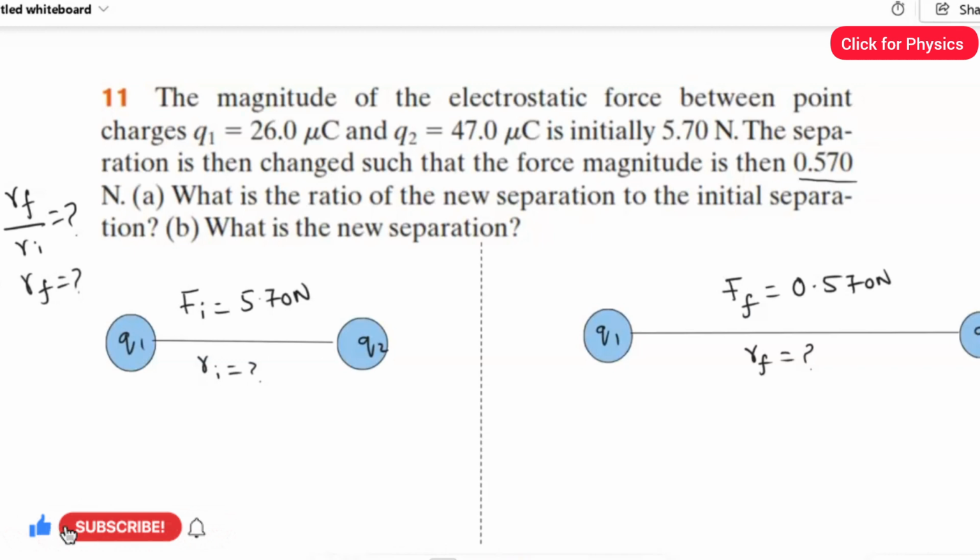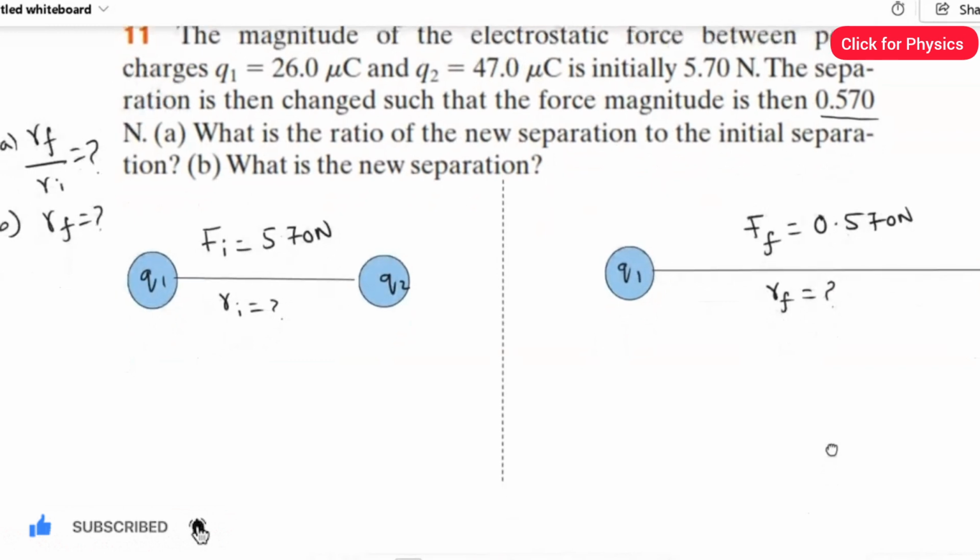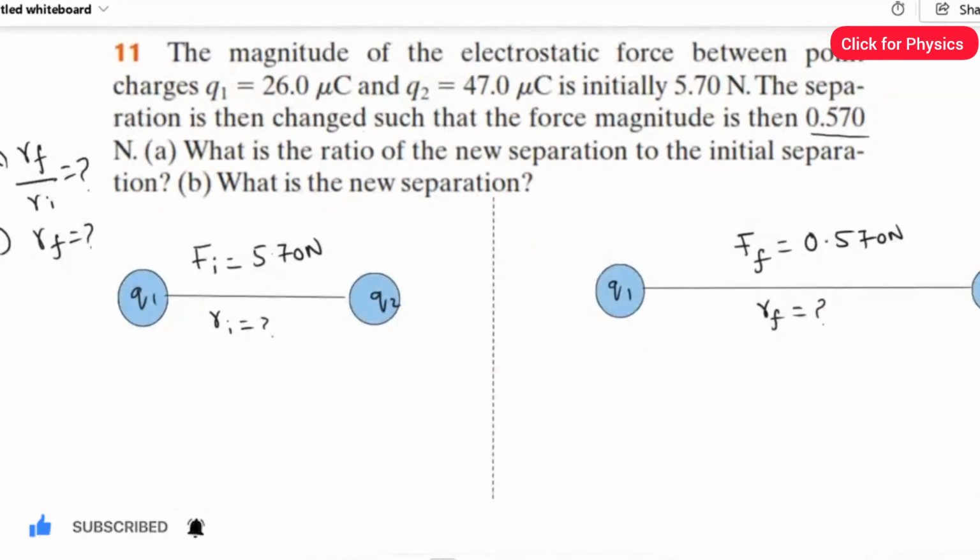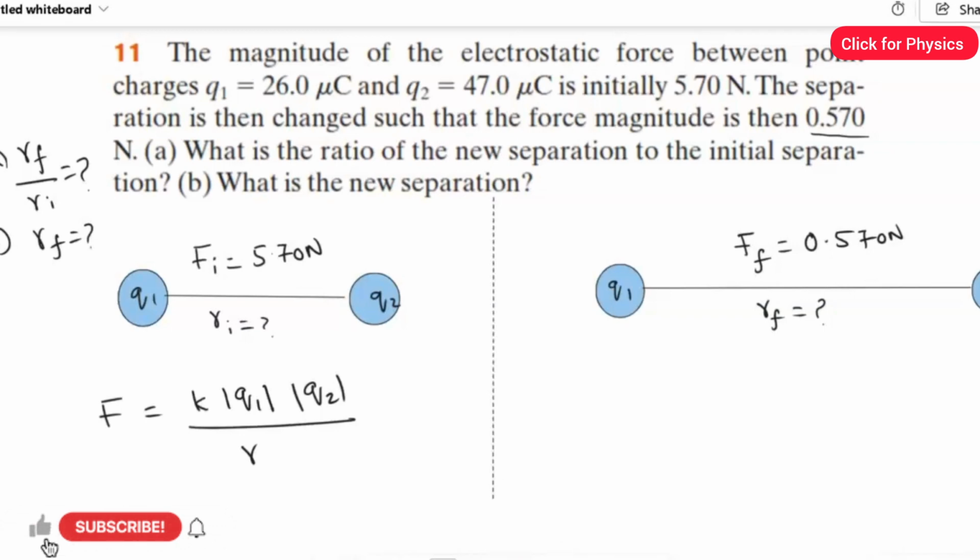So let's start with the first question. I am going to write Coulomb's law for this diagram. As we know, the formula for Coulomb's law is F equal to K magnitude of Q1 multiplied by magnitude of Q2 over the distance between the two charges squared. But we have to mention the initial and the final. So I can write this as Fi equal to K magnitude of Q1 multiplied by magnitude of Q2 divided by Ri square. So this is Coulomb's law for the first diagram.